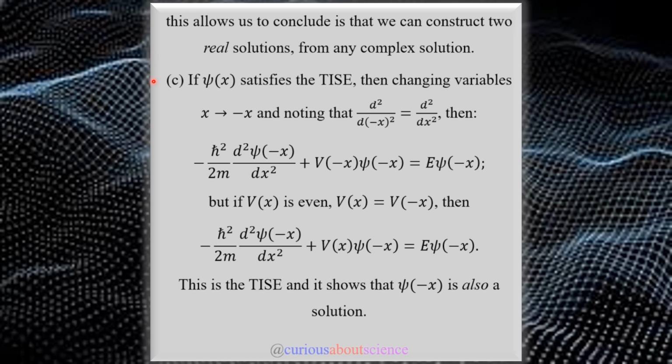Now part C, if psi of x satisfies the time-independent Schrodinger equation, then changing the variables, now remember this has to do with even and odd functions, so that's why we're trying to change the variables. What we see here is that plugging -x into the derivative, well, that doesn't do anything. Either derivative operator, two negatives will make a positive. Okay, if you're a mathematician, this statement is a little kooky, but again, we'll let that be for the sake of physics.